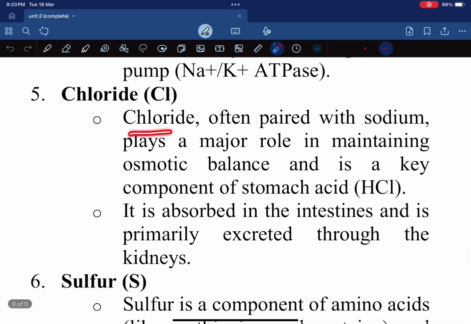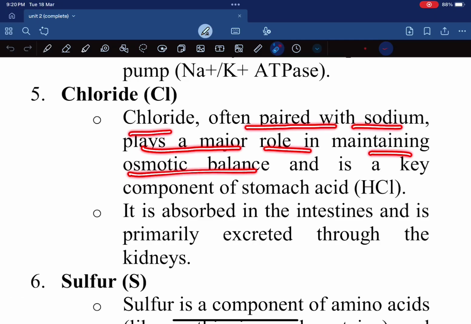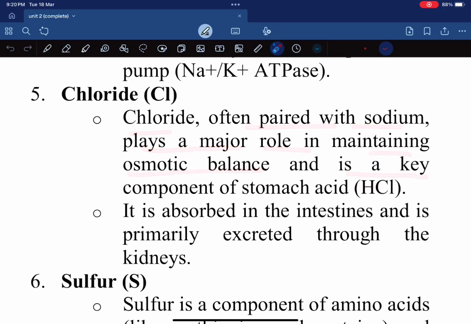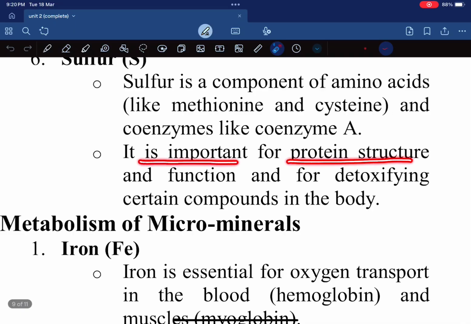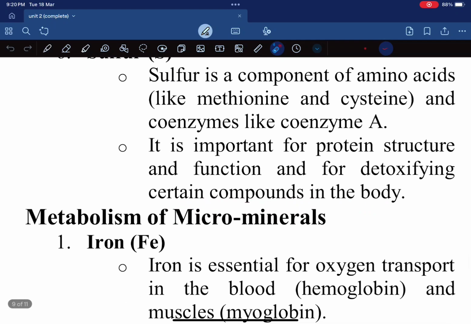Fifth, chloride. Chloride, often paired with sodium, plays a major role in maintaining osmotic balance and is a key component of stomach acid. It is absorbed in the intestines and is primarily excreted through the kidneys. Sixth, sulfur. Sulfur is a component of amino acids like methionine and cysteine and coenzymes like coenzyme A. It is important for protein structure and function and for detoxifying certain compounds in the body.